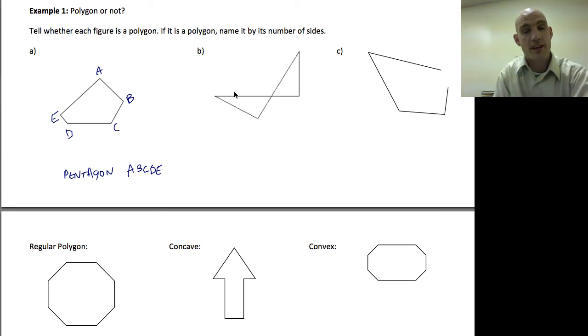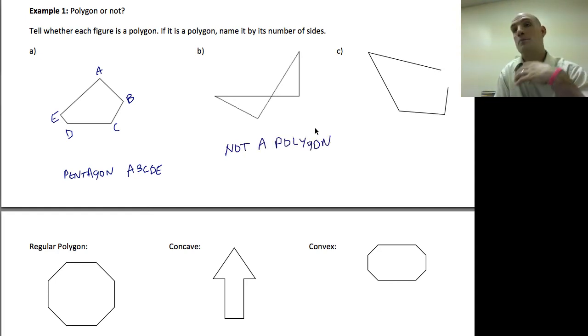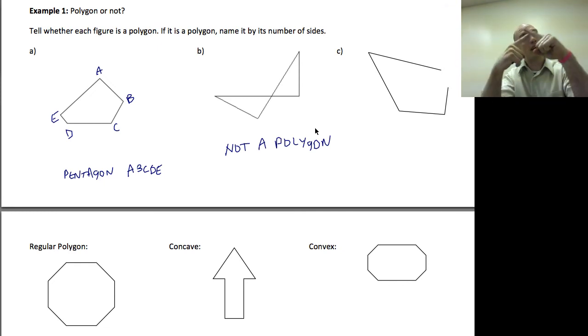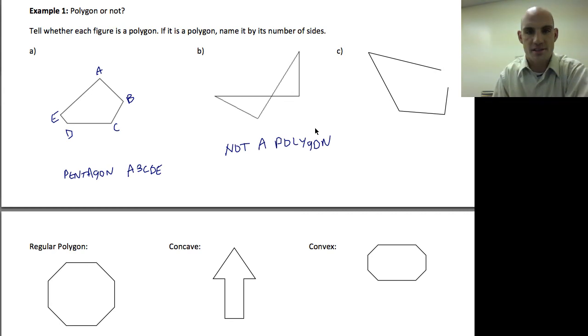This one has segments as sides, and it seems to have segments that connect at the endpoints, except that it has this overlapping area here. Okay, so this one actually is not a polygon. Why? Because they have segments that intersect not at the endpoints. Okay, in C, it's not closed, so this is not a polygon either.